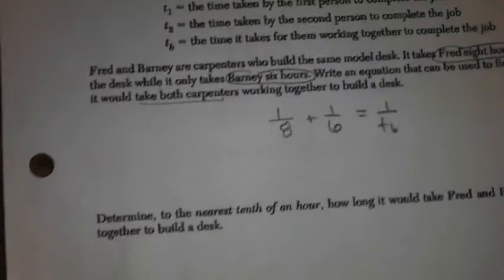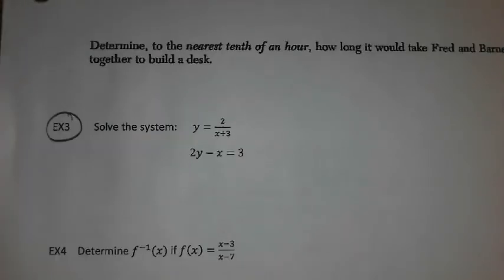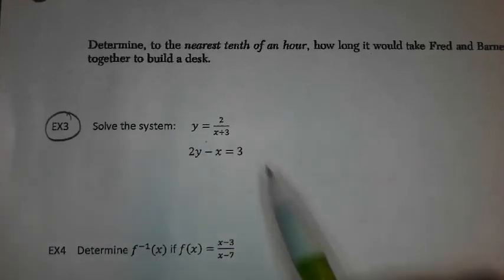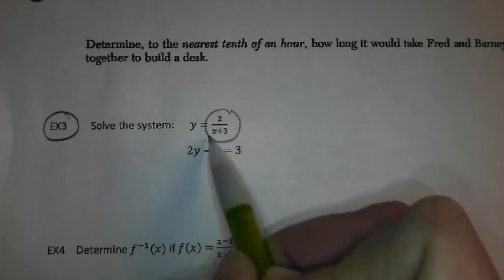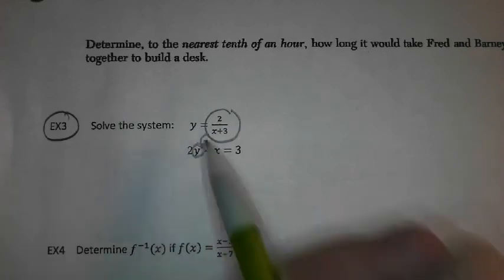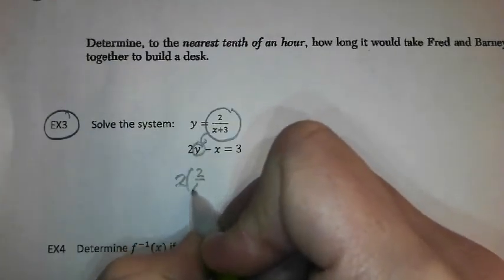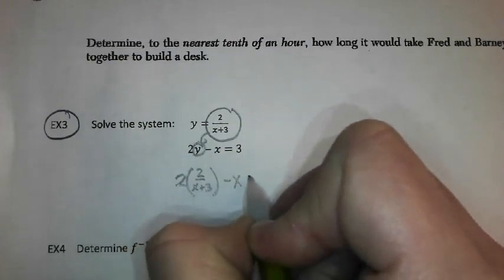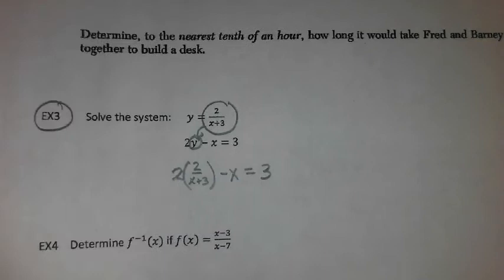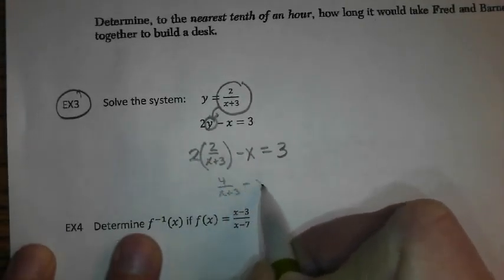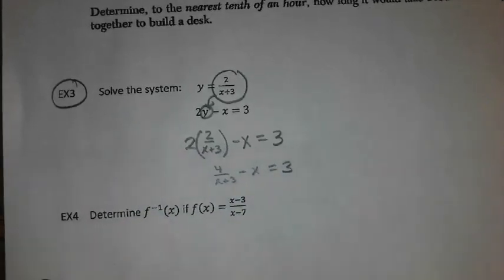The only other one, too, I want you to look at is exercise 3. This is a system of a rational and a linear. Since y equals 2 over x plus 3, plug that in for y. So you're doing 2 times 2 over x plus 3 minus x equals 3, and you're solving that. That's going to be 4 over x plus 3 minus x equals 3. Get a common denominator all the way across, drop the denominator, solve.